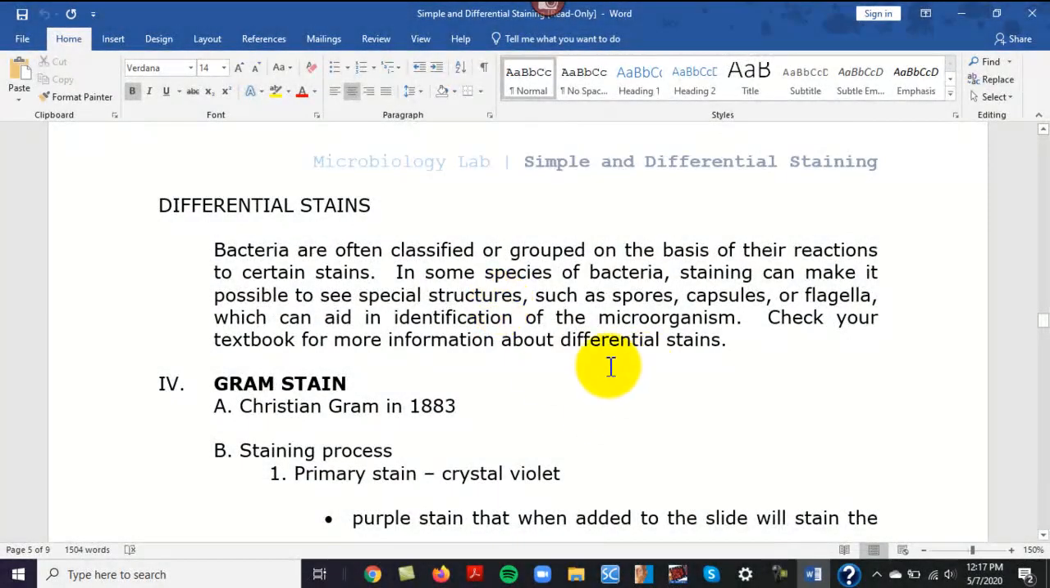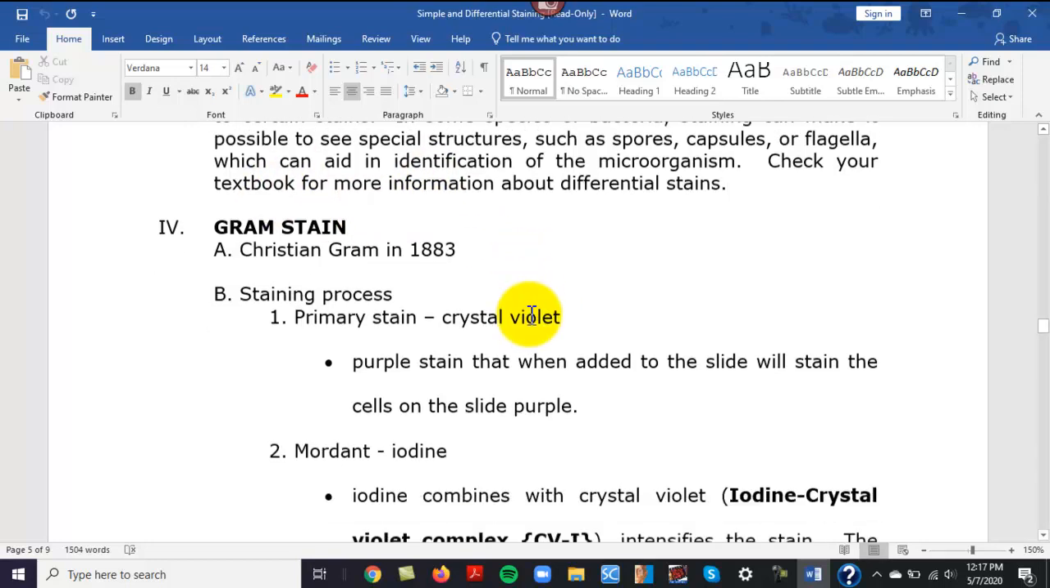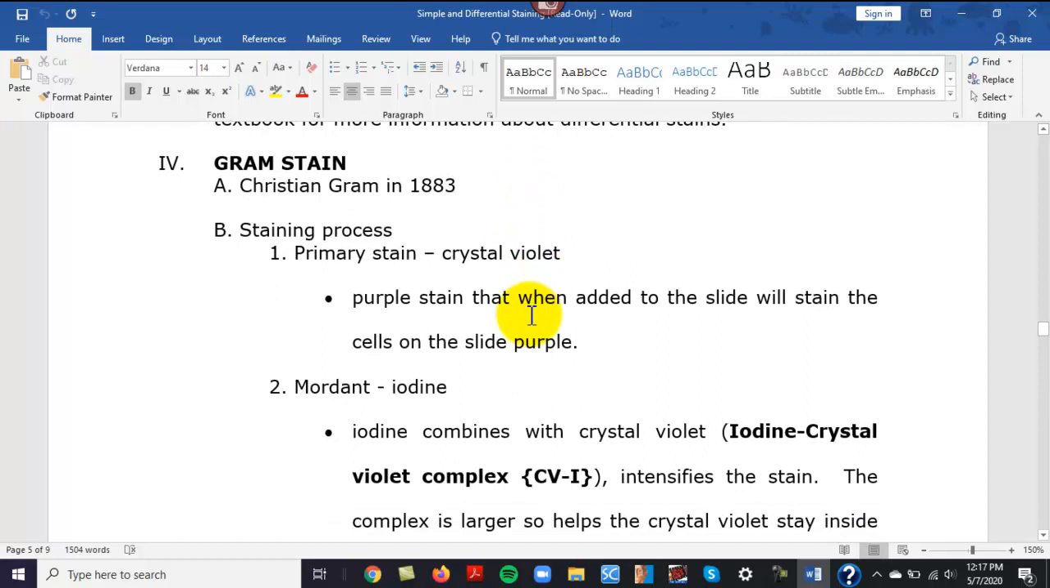Now, a gram stain. This technique came from a guy named Hans Christian Gram. You can see him there, 1883. And a gram stain will tell you cell shape and arrangement, but it also will tell you whether your microbe is gram positive or gram negative. You can't tell that with a simple stain. With simple stains, you can only tell the cell shape and the arrangement of the cells.